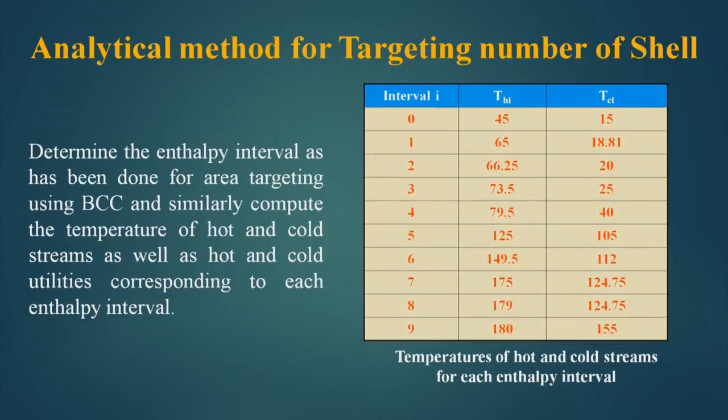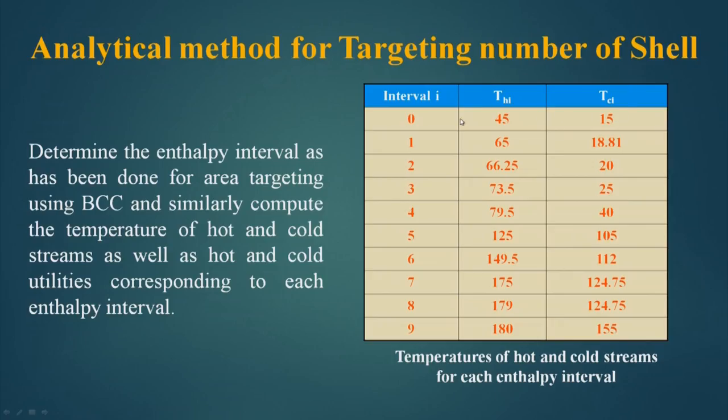So, how to do this has been clearly demonstrated in area targeting. I will request the readers to see the area targeting lecture and find out how, for each interval, THI and TCI have been computed. It requires a certain amount of effort to do this, and these are done by the interpolation method.